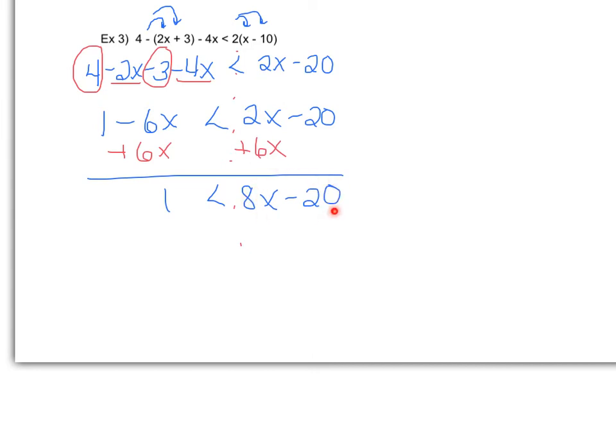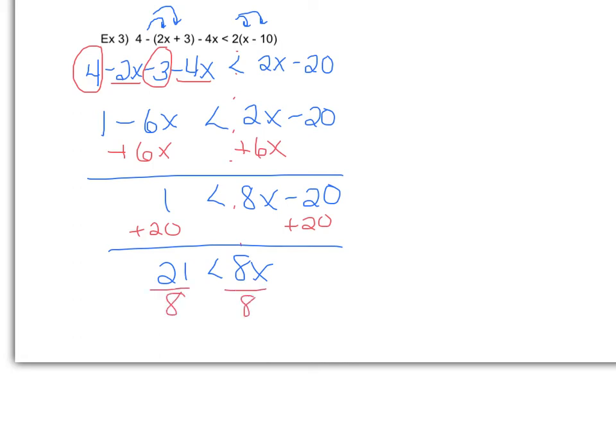Looking at that side, I want to get rid of add or subtract, so I'm going to add 20 to get rid of the minus 20. And I now have 21 is less than 8x. And finally getting rid of multiply or divide, and it is 8 times x, so getting rid of multiply by dividing by 8. 8 is a positive number, so I'm not going to flip my inequality. I get 21 over 8 is less than x.